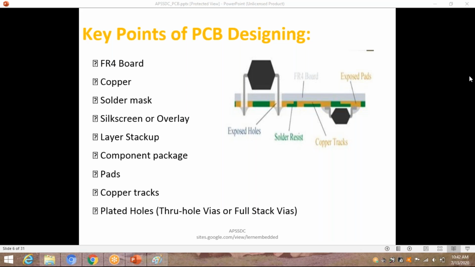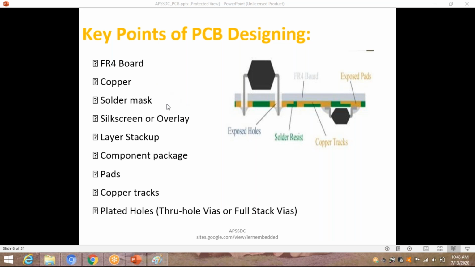Copper is a high conductivity material. Next, copper is used to give the layout connections. Terminal to terminal electrical connections are made using copper. Next, solder mask. You will come to know all of these.